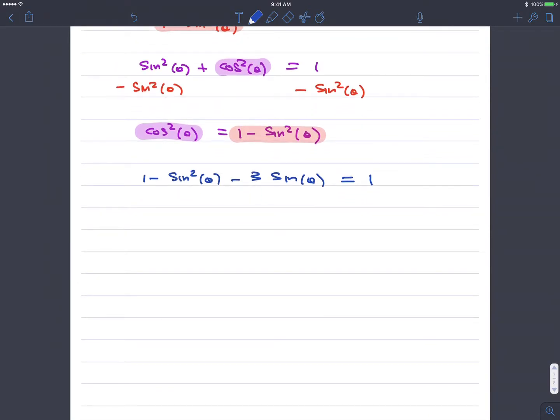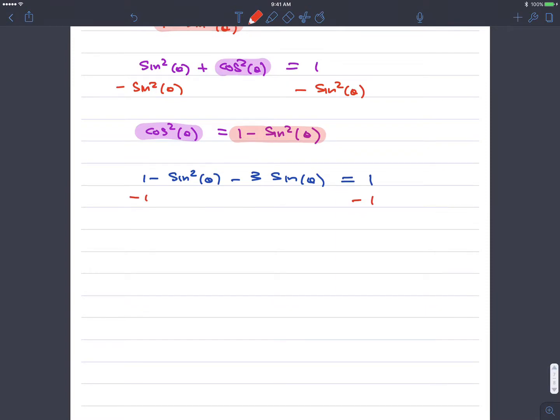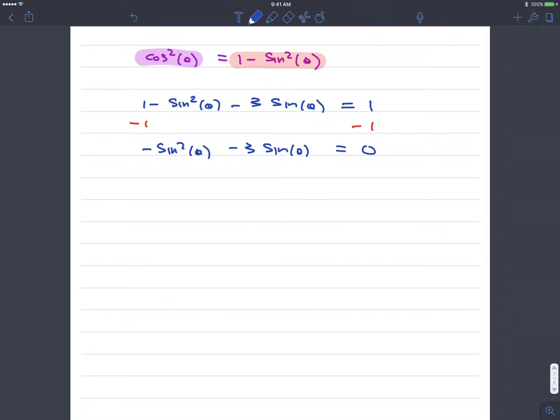Now, doing a little bit of algebra, if I subtract 1 from both sides, notice this algebraically, I have minus sine squared theta minus 3 sine theta equals 0, because the 1's canceled. If I multiply everything by negative 1, which I like to do, I get sine squared theta plus 3 sine theta equals 0.